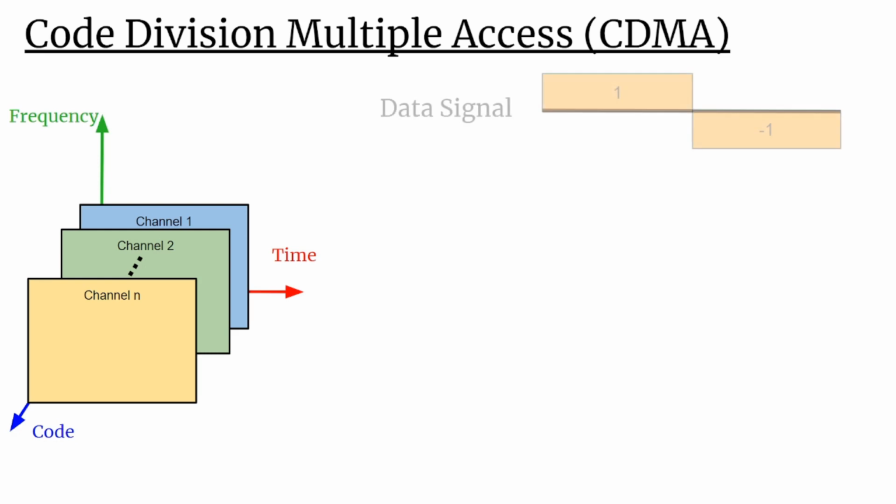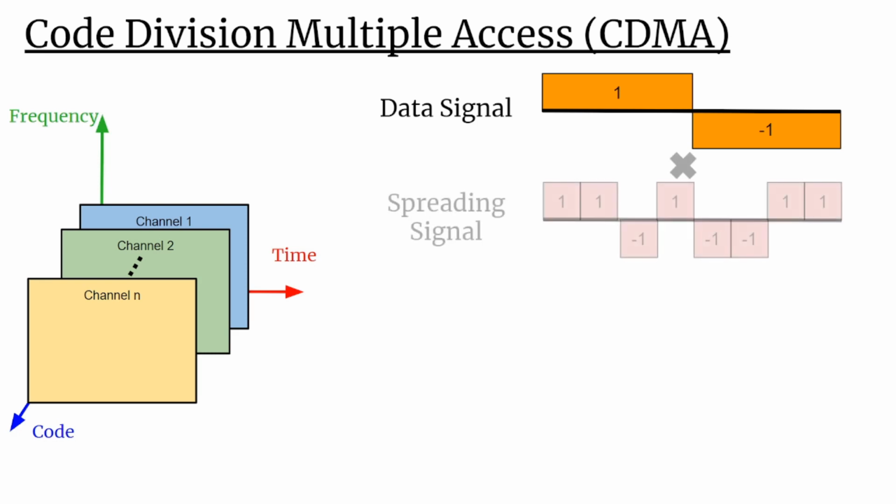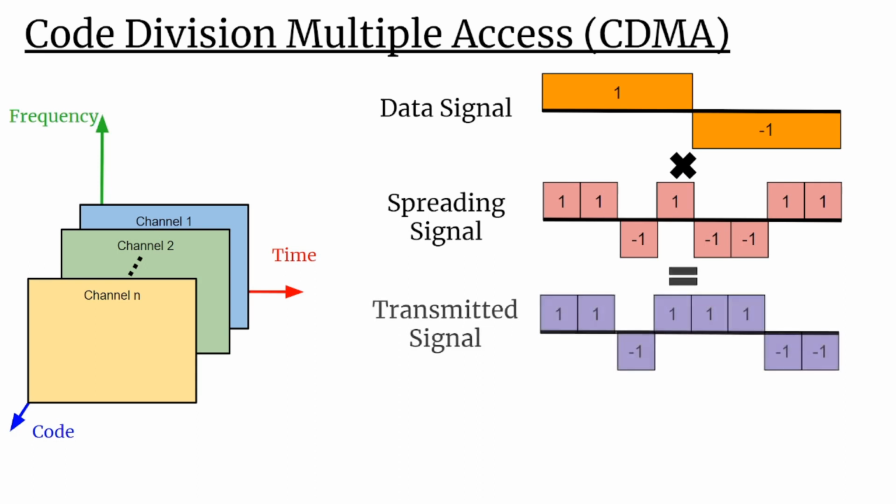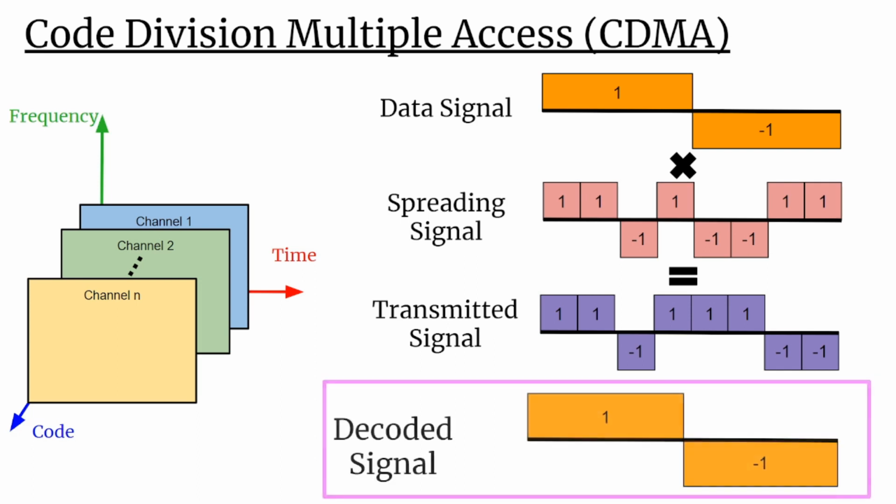Suppose you have some data signal you would like to send, represented here by 1 and -1. The data is multiplied by a higher frequency spreading signal to produce the signal to be transmitted. The signal is now unrecognizable from the original data. Back on Earth, the signal is then decoded by the receiver to access the original message.